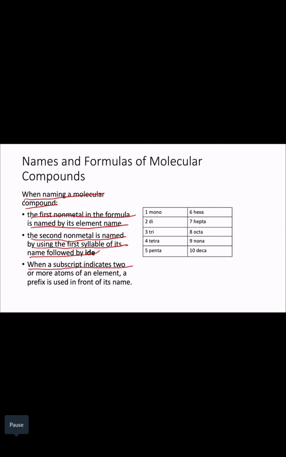When a subscript indicates two or more atoms of an element, a prefix is used in front of the name. And here are the prefixes. There's one exception, and I'll try to go over it, but mono usually gets dropped. One, we usually don't put it in there. When you have two, it's going to be di. Three is going to be tri. Four is going to be tetra. Five is going to be penta. Six is going to be hexa. Seven is going to be hepta. Eight is going to be octa, nine is going to be nona, and ten is going to be deca.